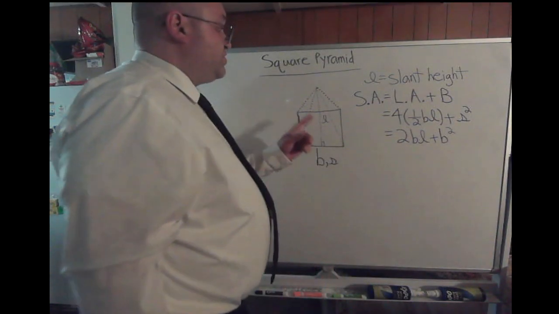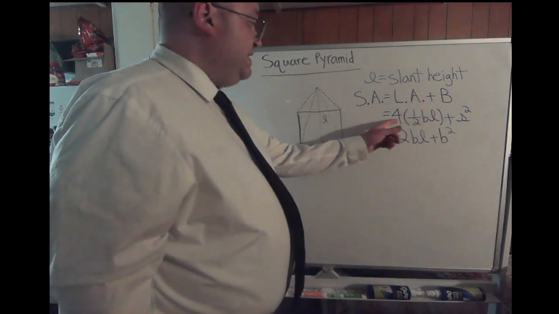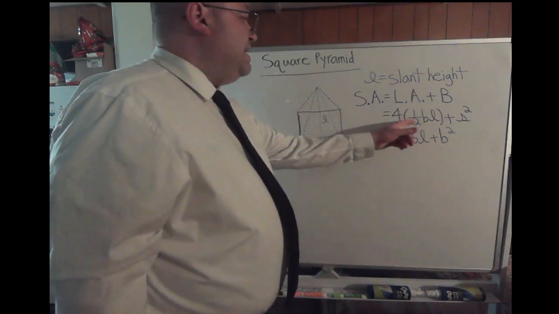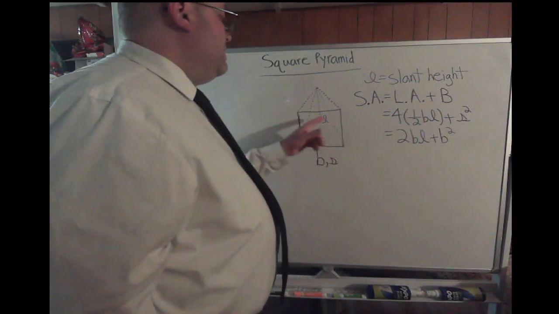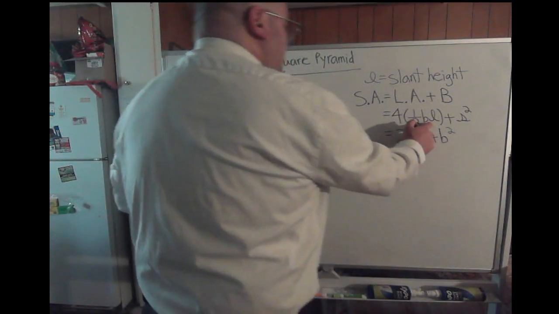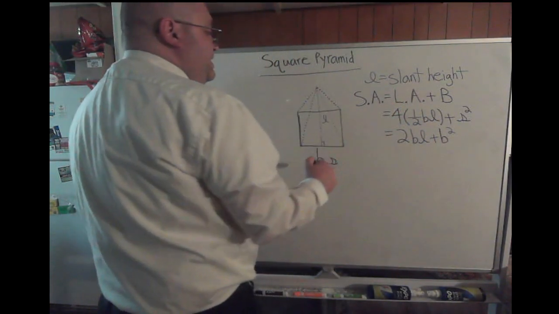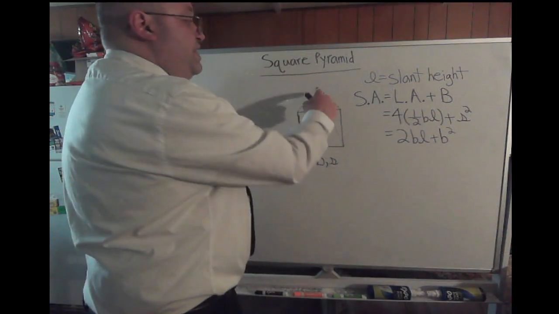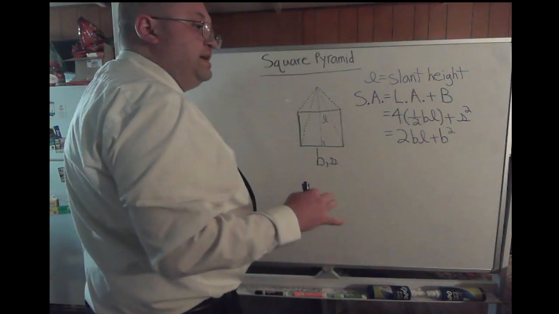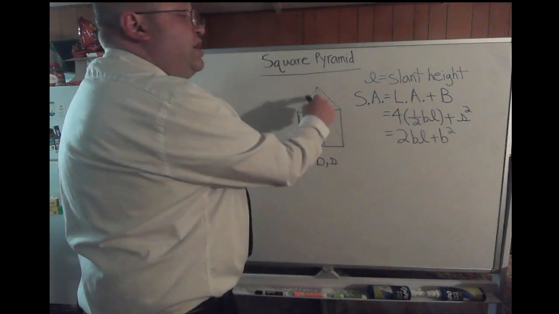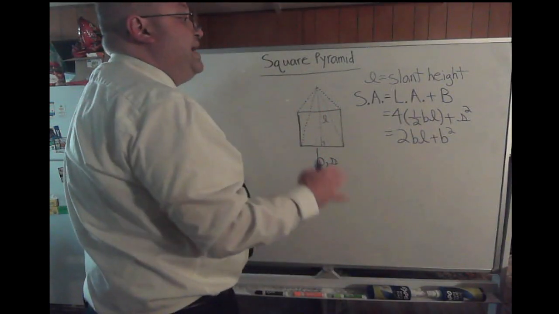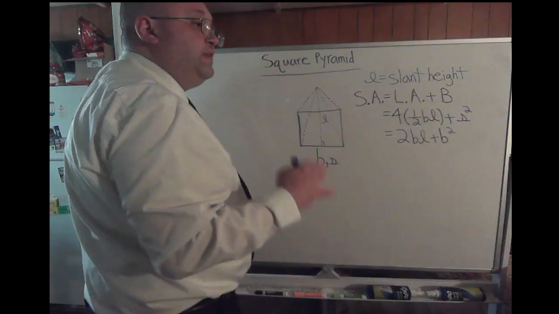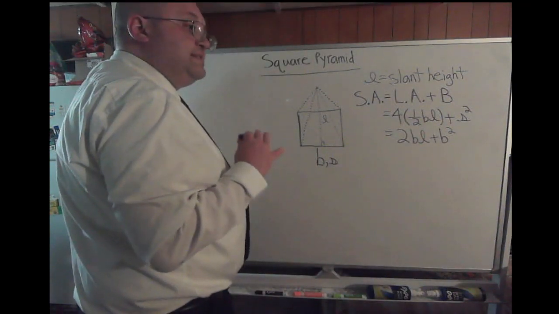So for a square pyramid, we have four faces, so that's how we get 4 times half the base times this L, which is the slant height. The slant height of a pyramid is not the height of the pyramid itself, it's the height of each triangular face. It's the height of the triangle per se, the height of each triangular face. That's the slant height.